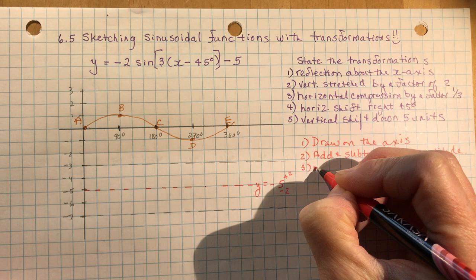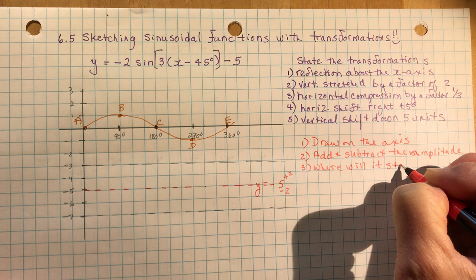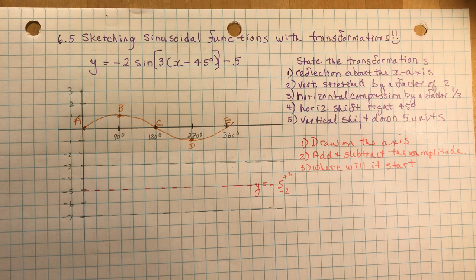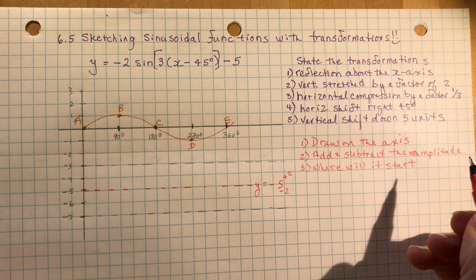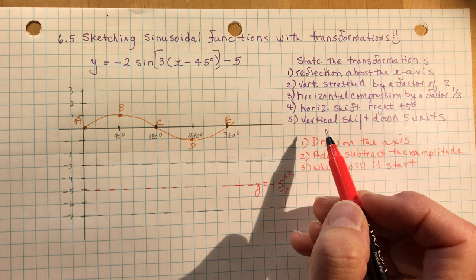Where will it start? Now you could do a mapping rule for each of these points. That's really tedious, but it could be done. And maybe in another example, if your teacher does it that way, just let me know and I'll do another example showing you all the transformations or the mapping rules for the points. But this is the easy way, okay? The best way.